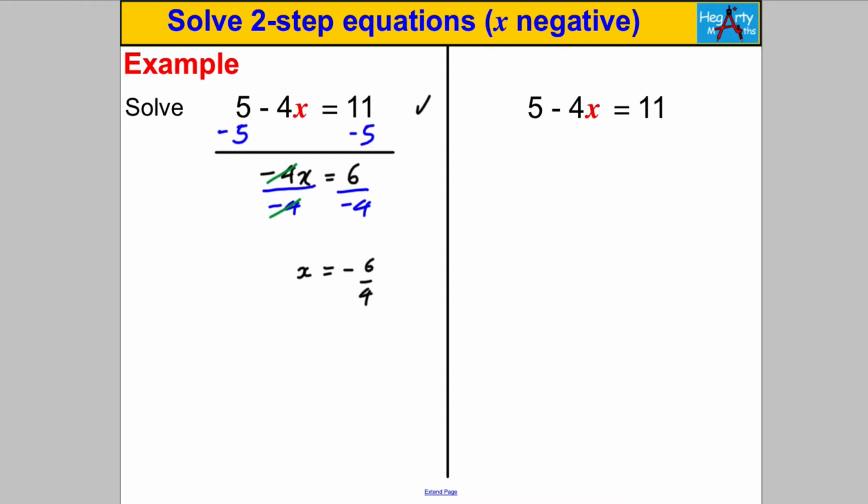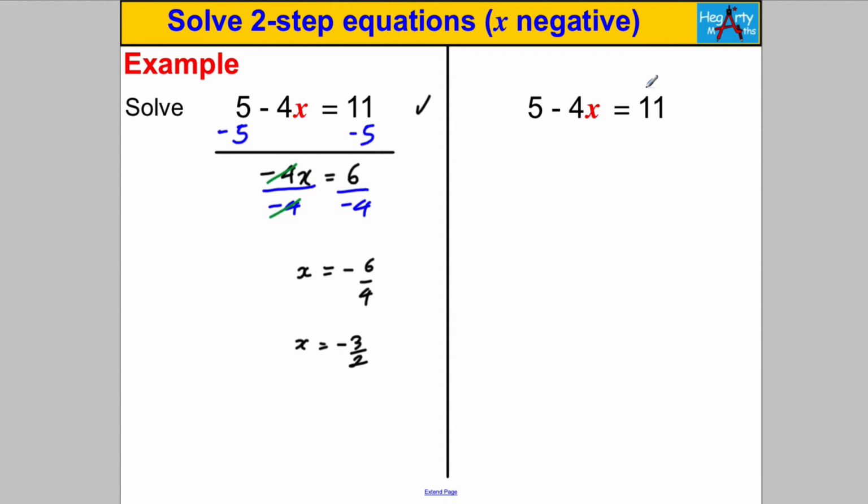But hopefully you're shouting at the screen, I can't leave it like that, I must simplify it. I could divide by the highest common factor of 6 and 4, which is 2, and I would get negative 3/2. And we're done. If you substitute that in there, 4 times negative 3/2 is going to be negative 6. 5 subtract negative 6 is like 5 add 6, which is 11.